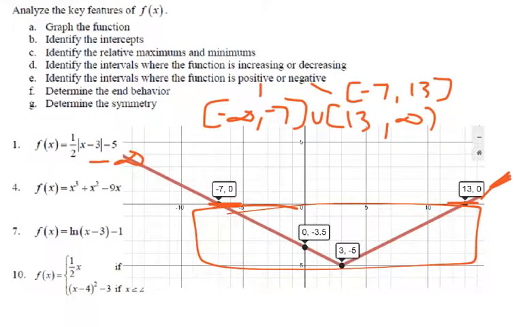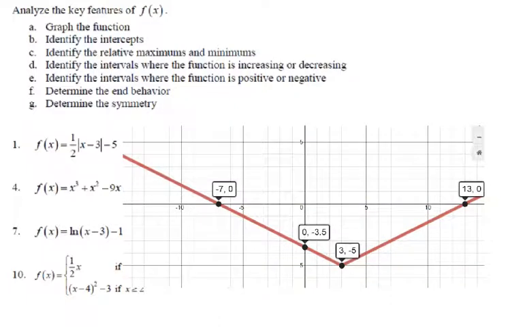Now our end behavior. Symmetry. Does it have symmetry? Yeah, if we drew a line right here, it would be symmetrical over that line, x equals 3, that vertical line, so you could talk about that.